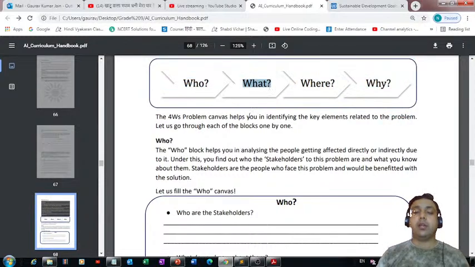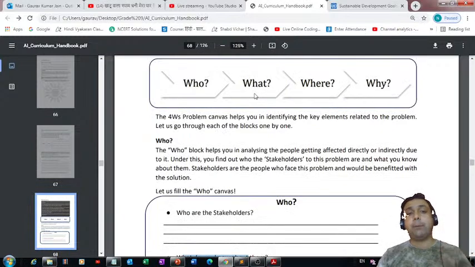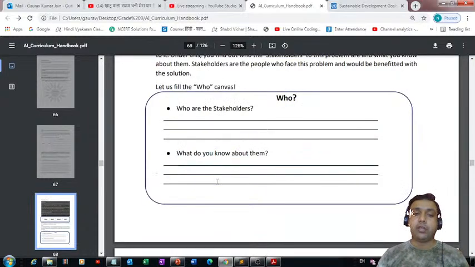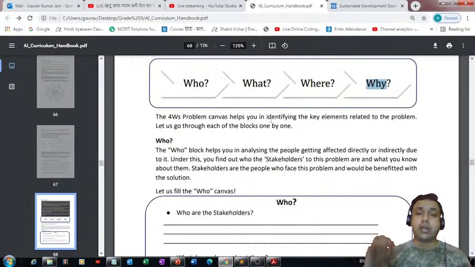Then comes What. For What, you will have to mention things which can prove that the problem you have scoped is actually a problem. For Where, you will have to mention all the sources of the problem. And for Why, finally, you will have to mention the reason why the solution you will come up with is going to benefit the stakeholders.